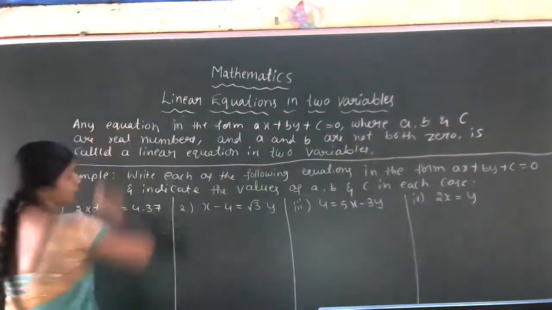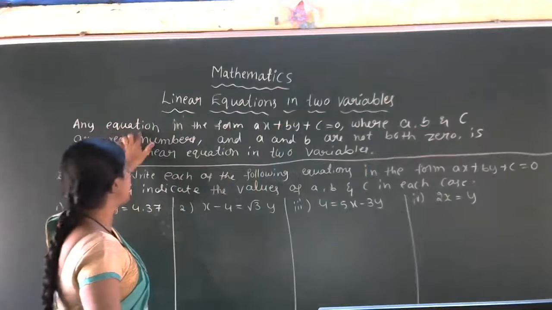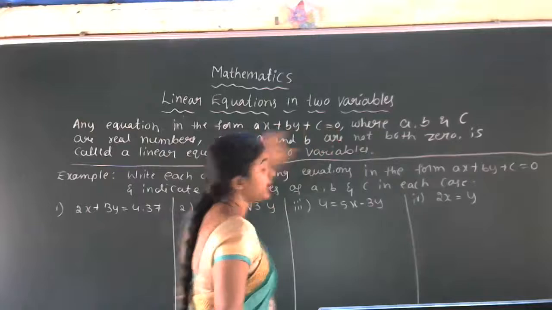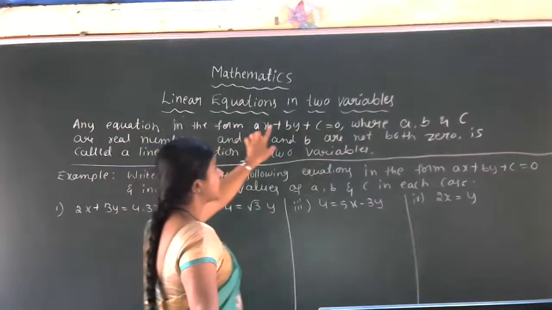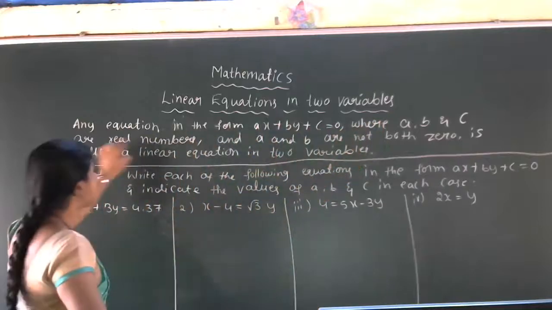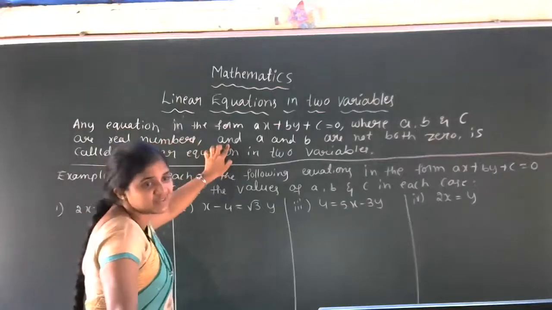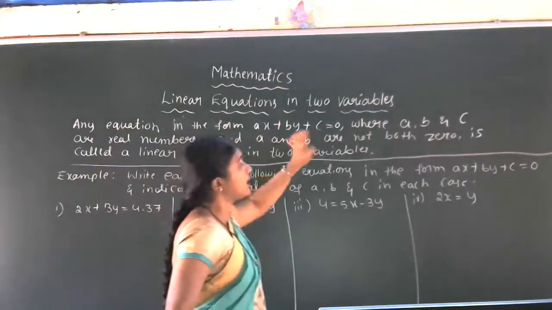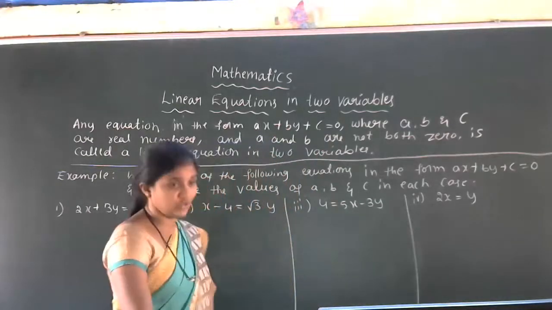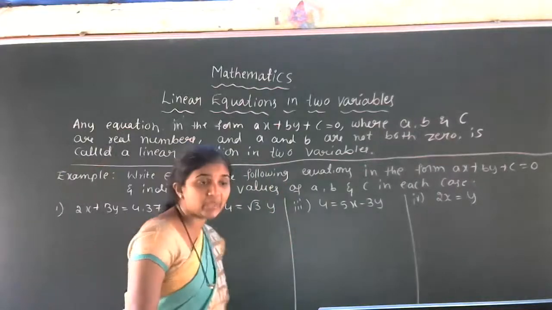Now we are giving the definition of linear equations in two variables. Any equation in the form ax plus by plus c is equal to 0, where a, b and c are real numbers, and there is one condition: a and b are not both 0. I'll explain this concept. Such an equation is called a linear equation in two variables.